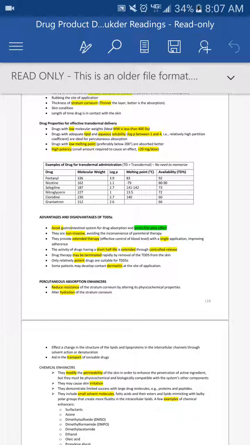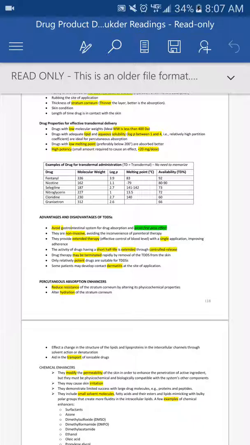Drugs with low melting point, so preferably below 200 degrees Celsius, would be absorbed better. We'll have our high potency, small amount required to cause an effect, less than 20 milligrams of dose. So low molecular weight, high partition coefficient, low melting point, and high potency, meaning that you need less than 20 milligrams of the drug to achieve a dose. If it's anything over 20 milligrams, probably not a good candidate for transdermal delivery.